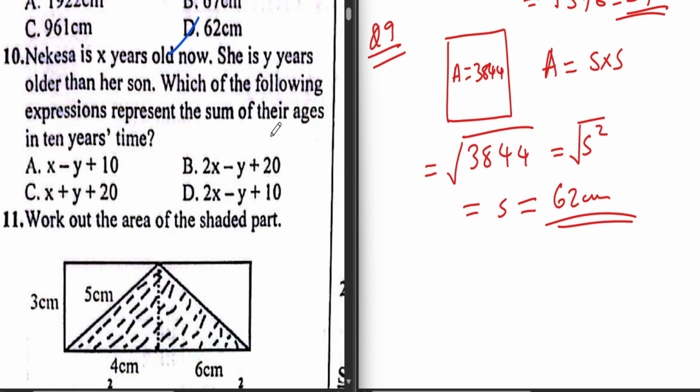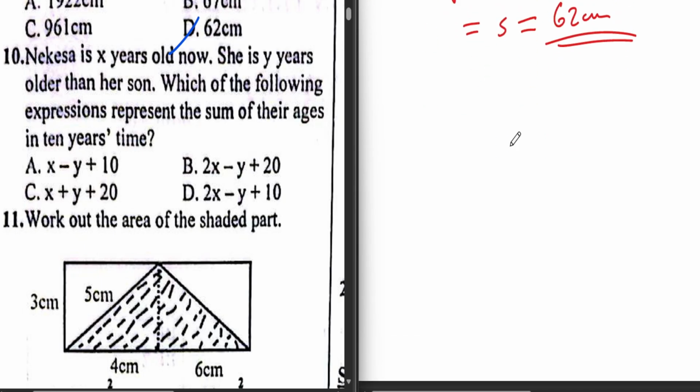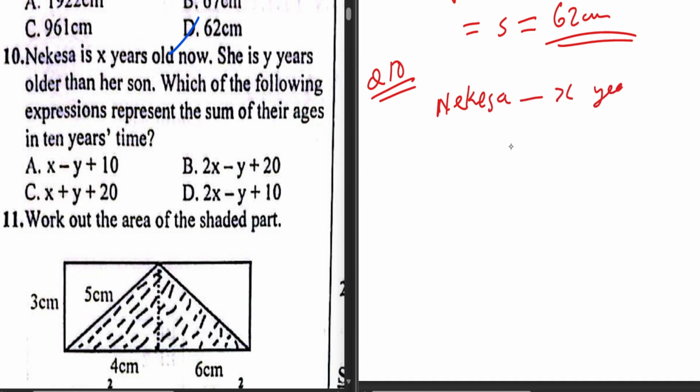Love algebra. In case you don't love algebra, make sure you love it through our lessons. So question 10 is talking about Nekesa. Nekesa is X years old now. She's Y years older than her son. So Nekesa is a mother. So let's write here Nekesa is X years old. And she's Y years older than her son. So the son is going to be X minus Y.